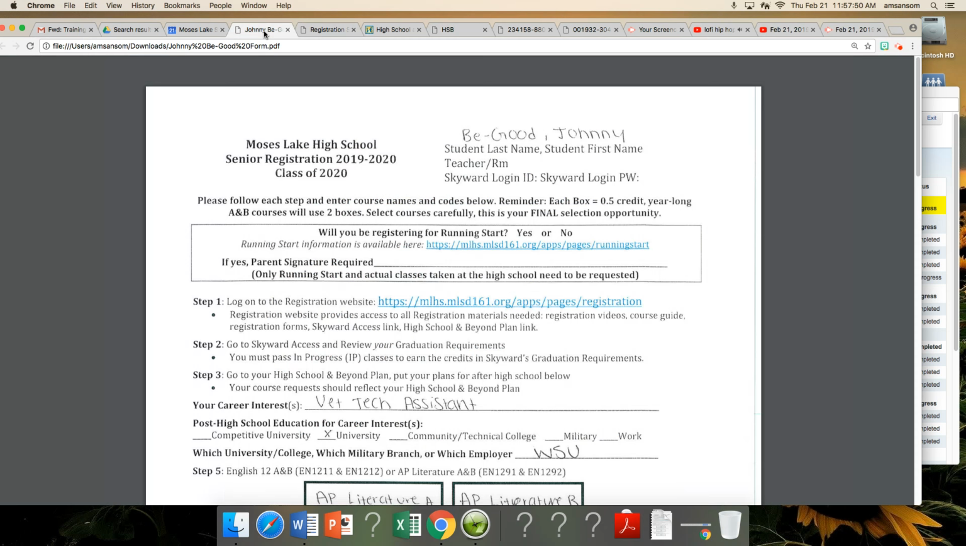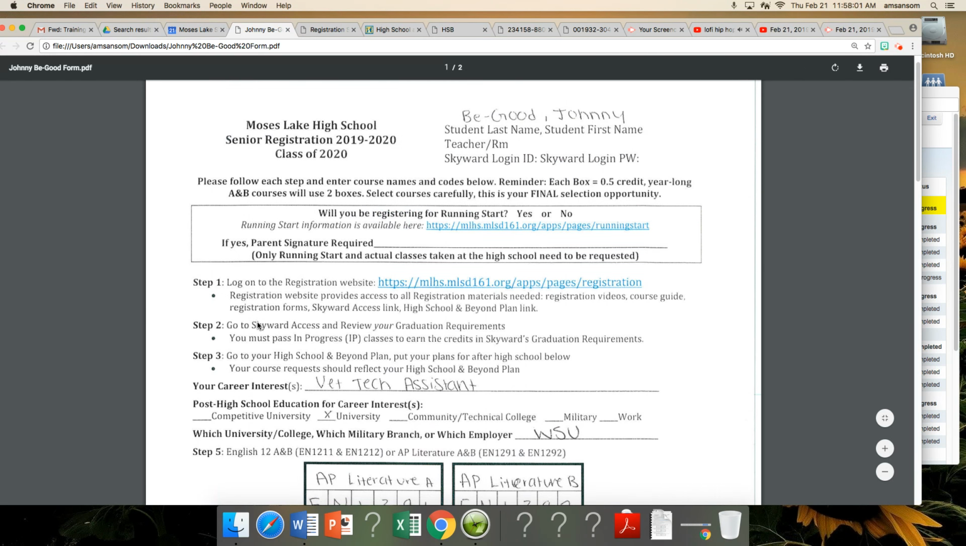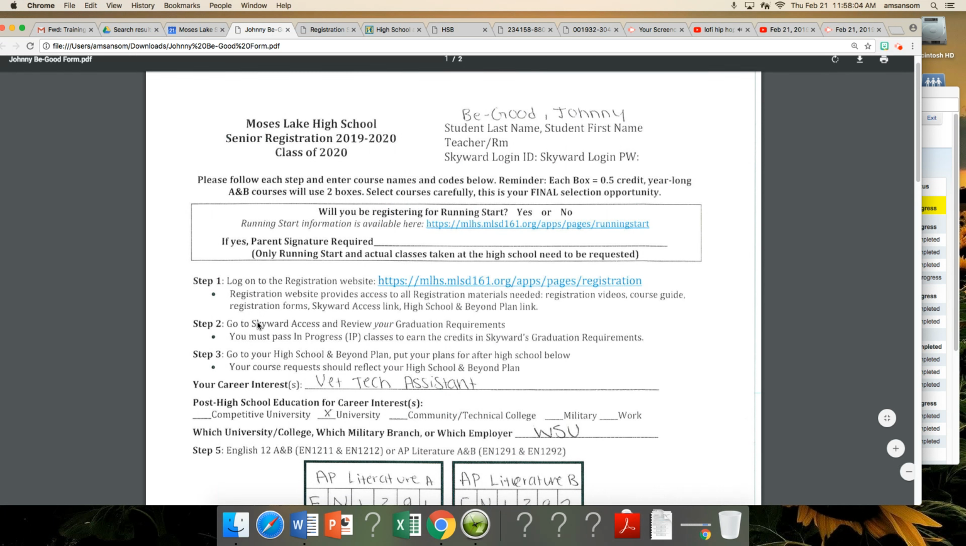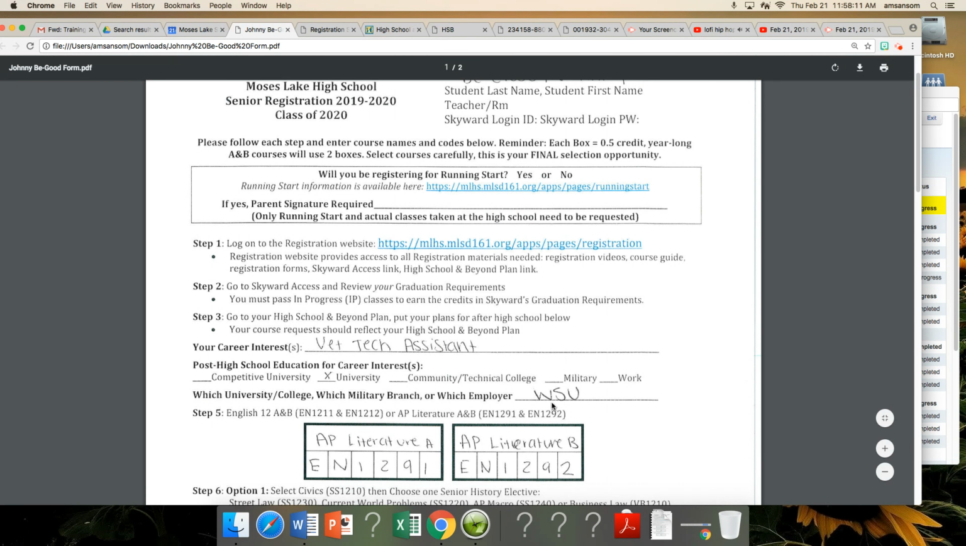We're going to go off Johnny B. So this is his registration form for his senior year. Next, you're going to fill in your career interests, anything that you're interested in. Johnny decides that he really likes animals, and he's interested in being a vet tech, possibly an assistant. He really wants to go to a university. He's researched that there's a pretty good program at WSU that he would like to attend. So put right here a college, military, or employer that you're interested in. Make sure you have all this filled out right here.